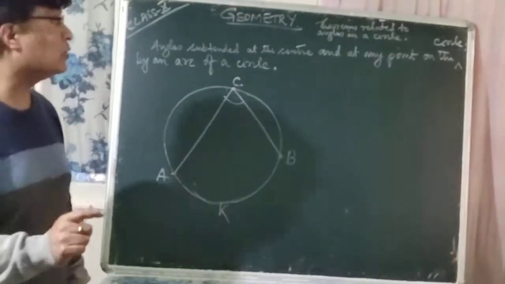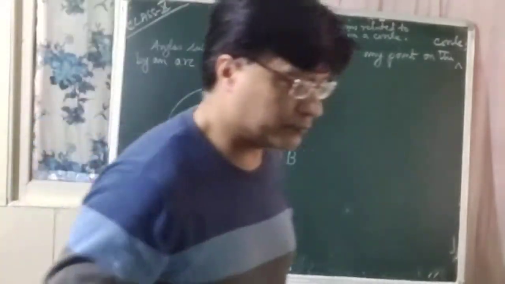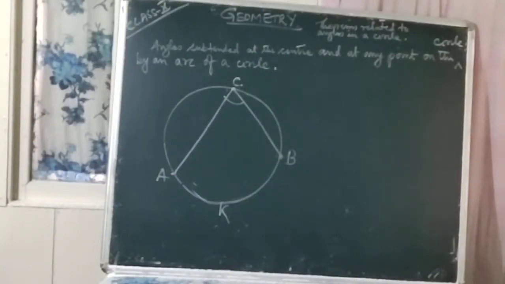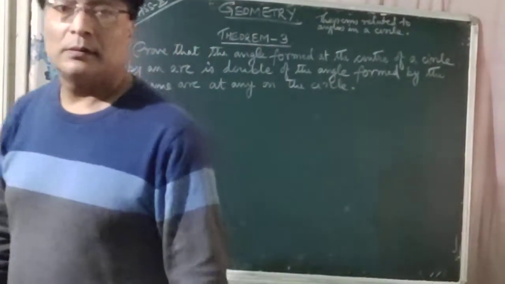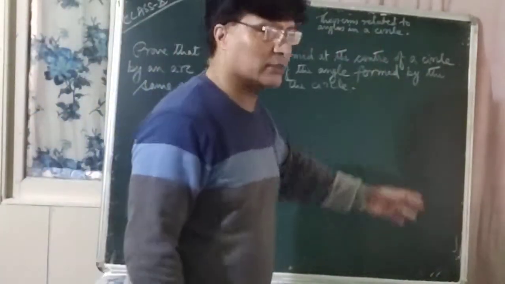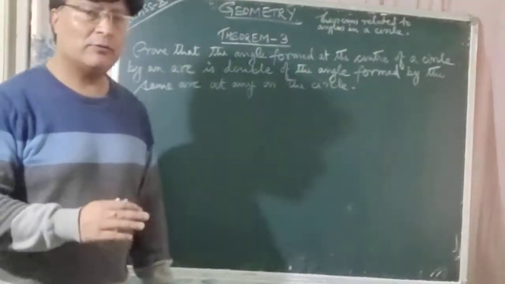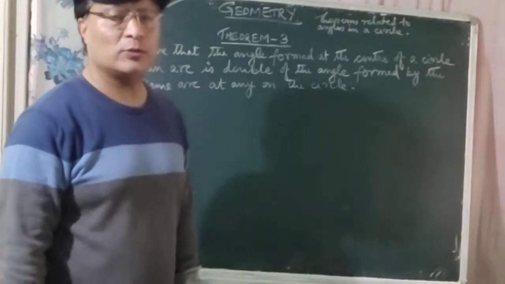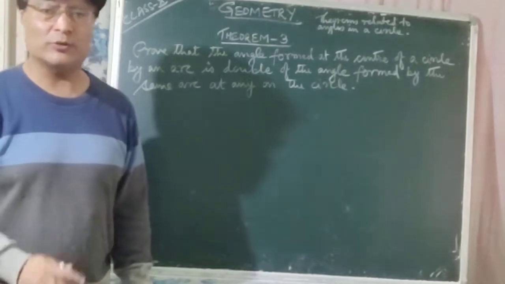Now we will do theorems related to angles in a circle now. Okay? So now, today we are doing theorems related to angles in a circle. So let us do theorem number 3. Okay. So now, in the last online class, we did 2 theorems, theorem 1 and theorem 2. So this is the continuous theorem, that is theorem number 3.